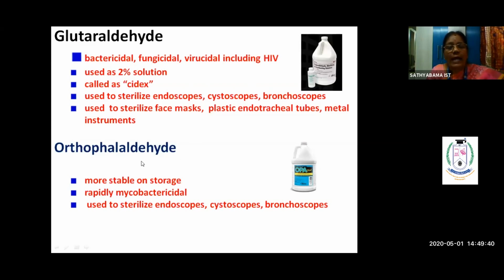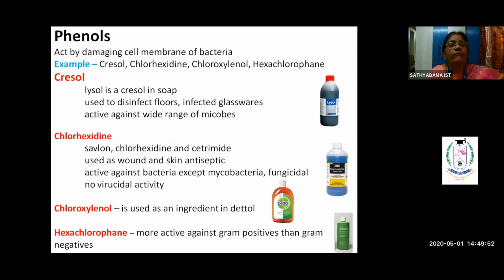Next is orthophthalaldehyde. This is having more activity against mycobacteria, again used to sterilize endoscopes, cystoscopes, and bronchoscopes.